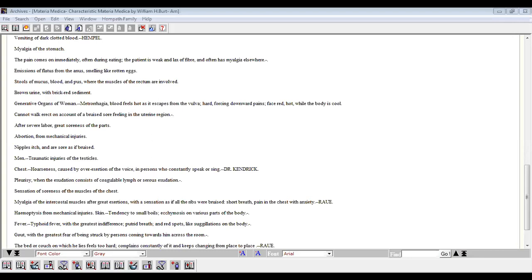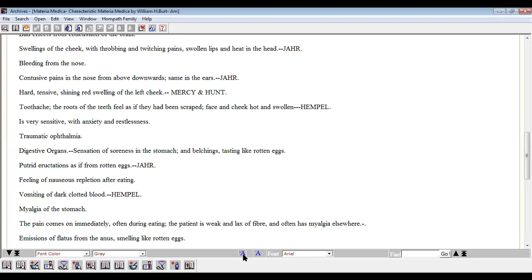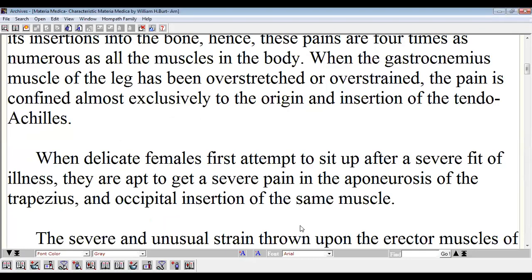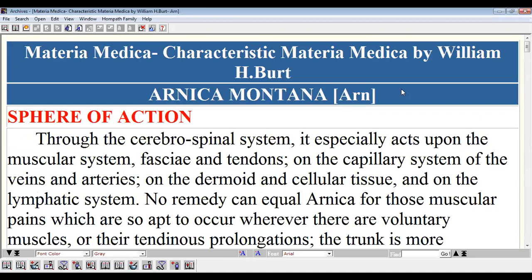Okay, now the screen share is different. I have magnified the font size for you because most of you are listening to this Zoom meeting on mobile. Now see, Arnica Montana, why I am specifying, because that will be my first drug which I am going to teach you. So this is the materia medica.